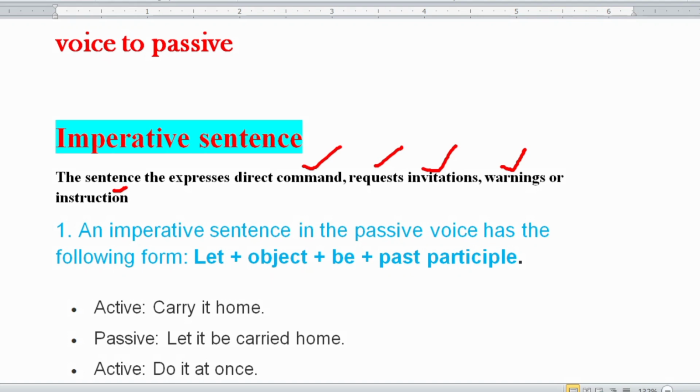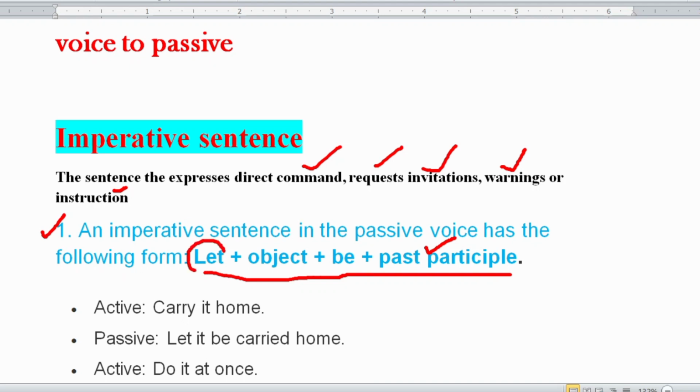The very first rule is that an imperative sentence in the passive voice has the following form. In passive voice, we will have this form of sentence: let plus object plus be plus past participle. Past participle, we already know, is the third form of the verb. We have to keep in mind that the very first thing is that we put let at the beginning of the passive voice.